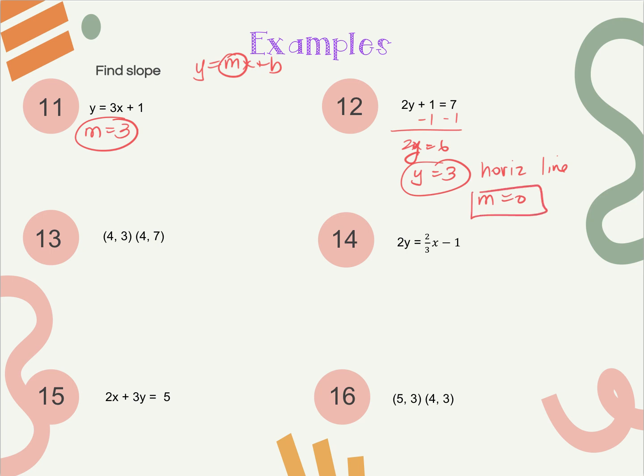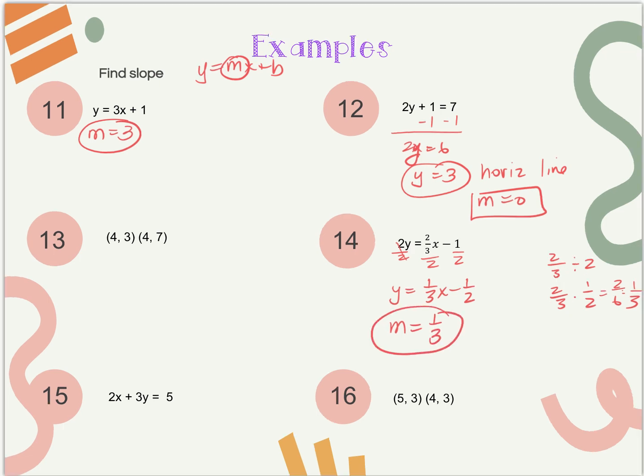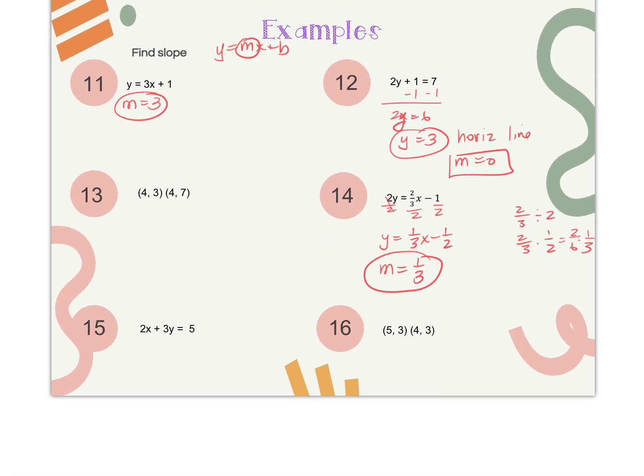When we go to 14, we see again an equation, and so we know what we're going to have to do is divide everything by 2, okay? And so we're going to get y equals, now we've got 2/3 divided by 2, is 2/3 times a half, which is 2/6, which simplifies to 1/3. So 1/3 x minus a half. And so we know that m, again, is the coefficient in front of the x, and so it's 1/3.